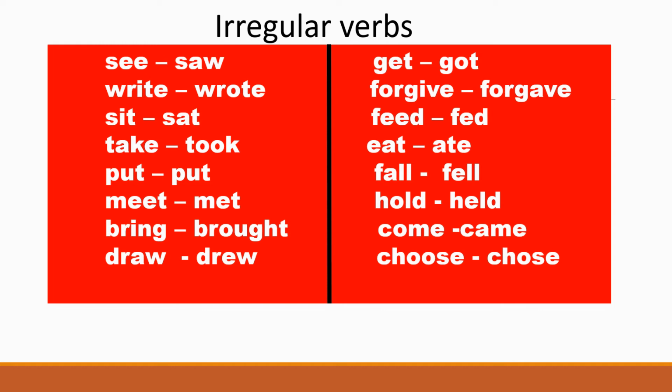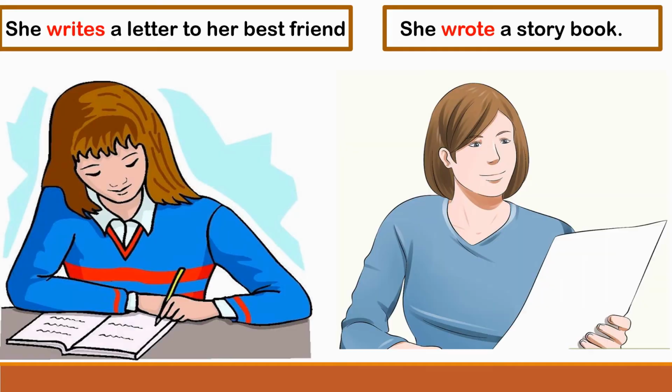Get, got. Forgive, forgave. Feed, fed. Eat, ate. Fall, fell. Hold, held. Come, came. Choose, chose. So, student, here you have noticed that in past tense we have not added ed. So, these are irregular verbs. Have you understood, student?